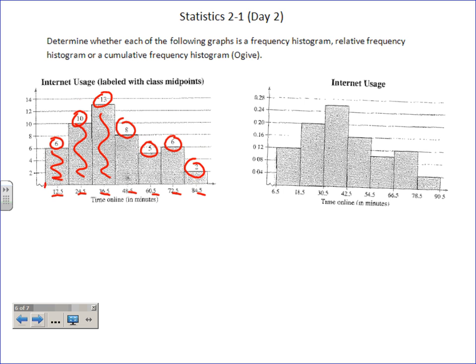Now 12.5 basically is the midpoint of that class, right? And so that is just the frequency, and it's a bar graph, right? So of your definitions that you just got, which one's supposed to be a bar graph that shows frequencies? A frequency histogram. I told you you can use midpoints. You can use the marks if you want, all right? So that is definitely a frequency histogram.